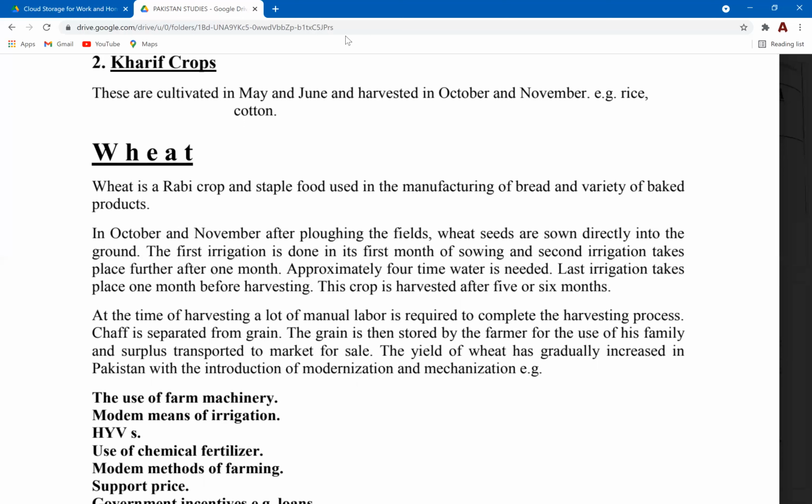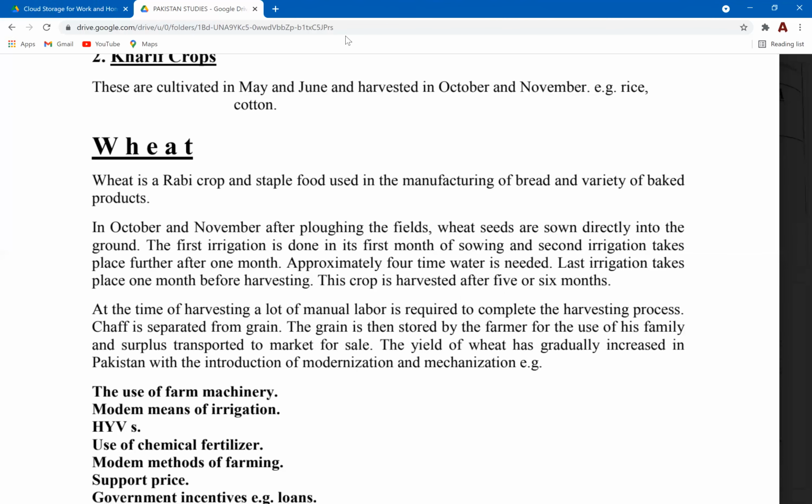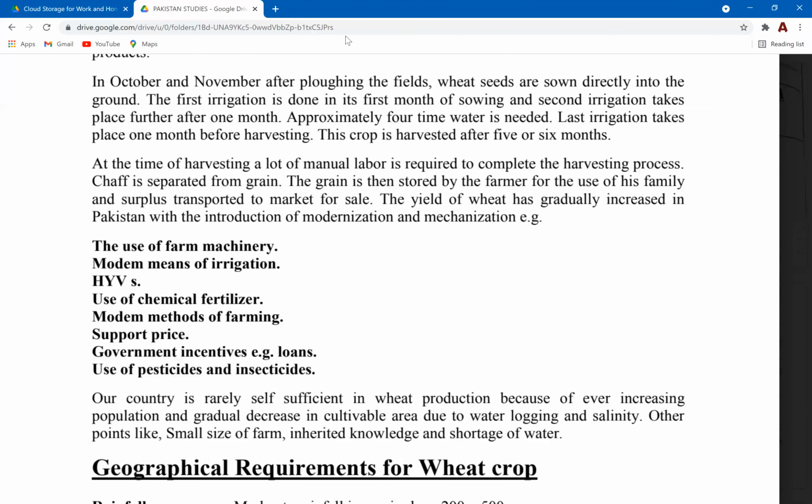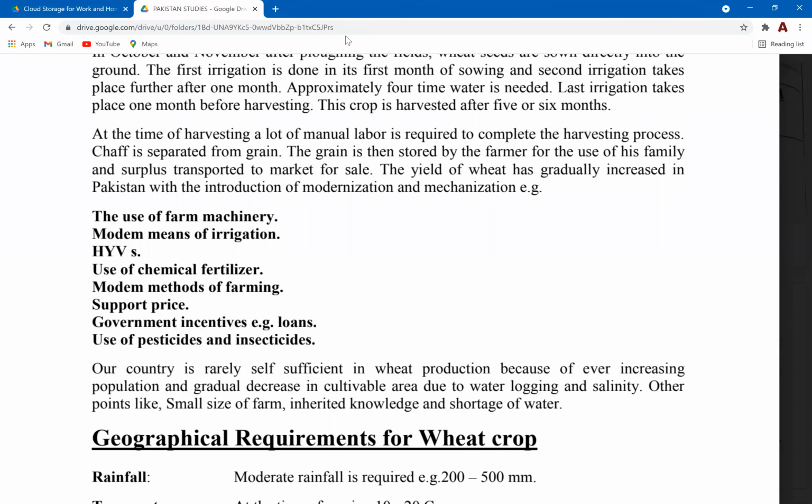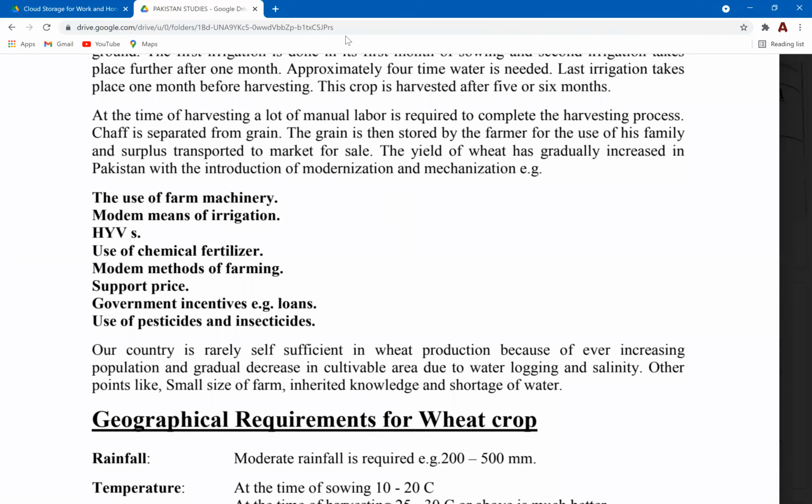All right, now approximately 4 times the water is needed. The last irrigation takes place 1 month before harvesting. So after these 4 irrigations, you harvest the crop, and harvesting is done after 5 to 6 months of sowing the seeds. So wheat takes 5 to 6 months to grow properly.